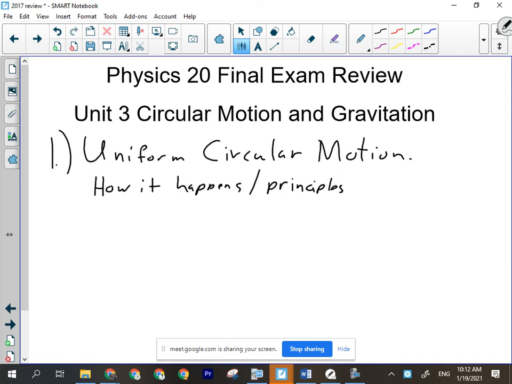So what I mean by the principles of it is this. Anything undergoing uniform circular motion is undergoing uniformly accelerated motion because there is a centripetal force that is pulling the object back towards the center of the circle.